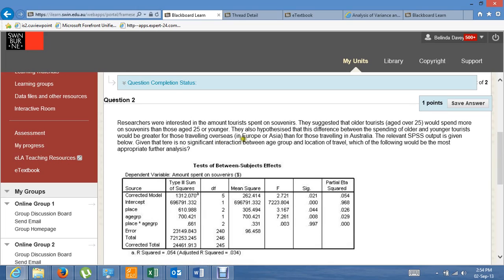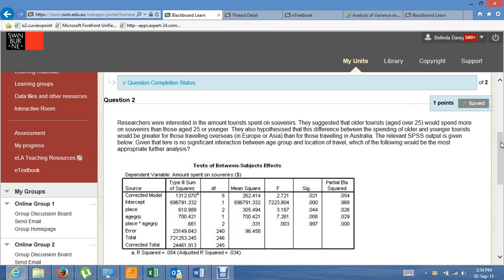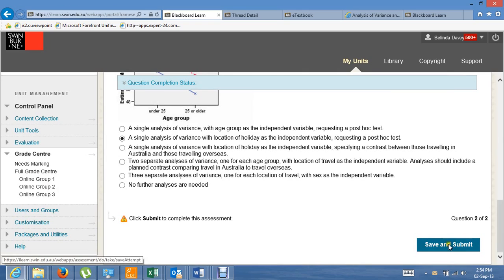We know that because it says they also hypothesised that this difference between the spending of older and younger tourists would be greater for those travelling overseas than for those travelling in Australia. So the relationship between one IV would differ for the levels of the other. The difference on the DV across the groups of one IV will differ for levels of the other IV. That's an interaction hypothesis, not a main effect hypothesis.